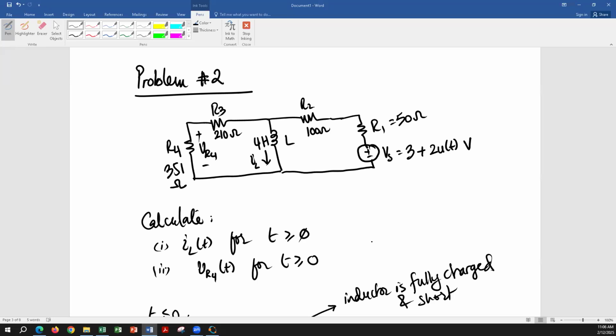Mike, how are we going to do that? T greater than 0, running for a very long time. T is hitting infinity. What's going to happen in the circuit? How are you going to calculate the current passing through the inductor? Yeah, Vs is going to be 5.